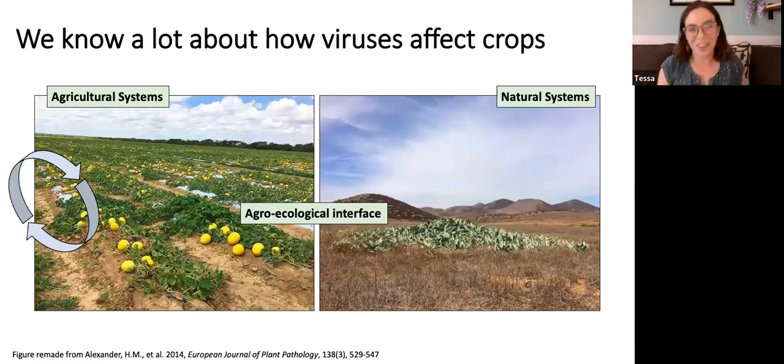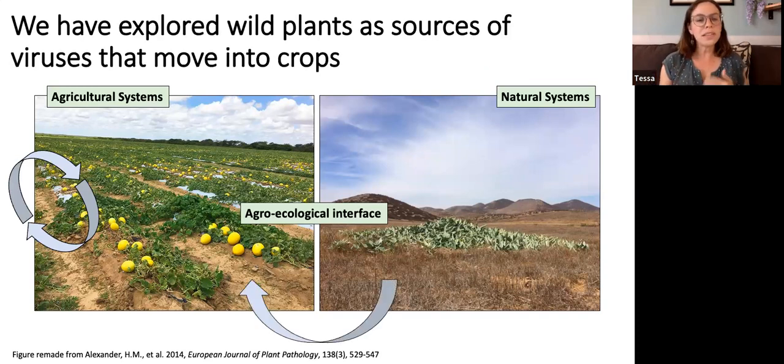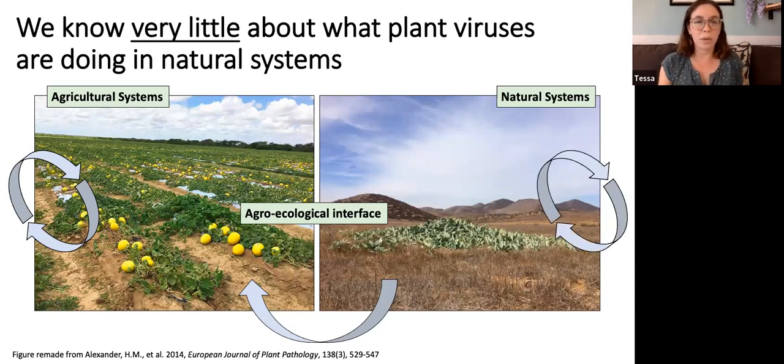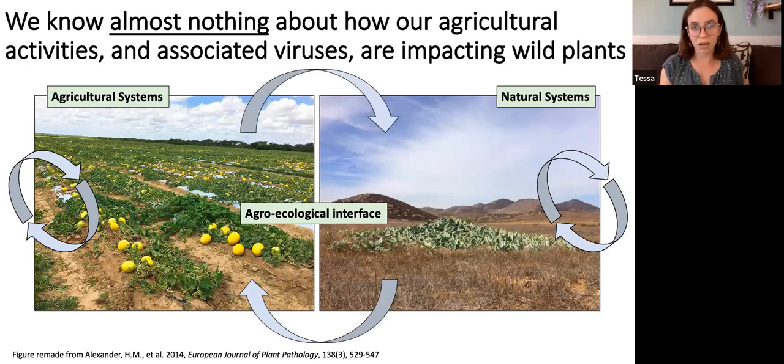However, there is a clear cut in what we do know about these systems. We know a lot about viruses in crop systems, how they move between plants and how they're transmitted around different crops. We know a little bit less, but we still have explored how wild plants are sources of viruses that move into crops. What we still know very little about is what plant viruses are doing in natural systems, how they're circulating and moving about. What we know the least about, nearly nothing, is how agricultural activities and those associated agricultural viruses are impacting wild plants. So here's a clear research gap that I started my work with.